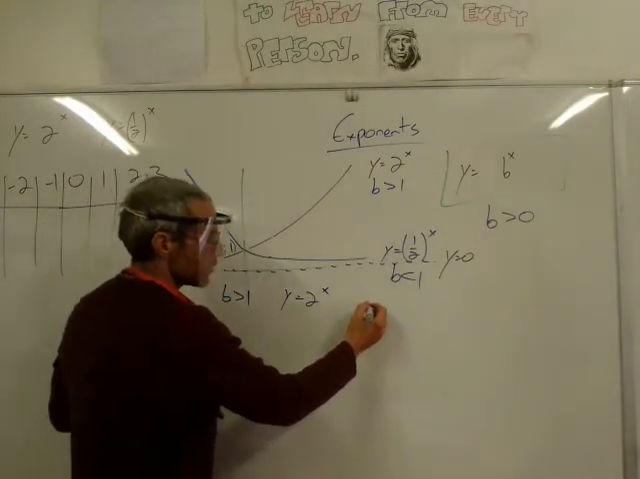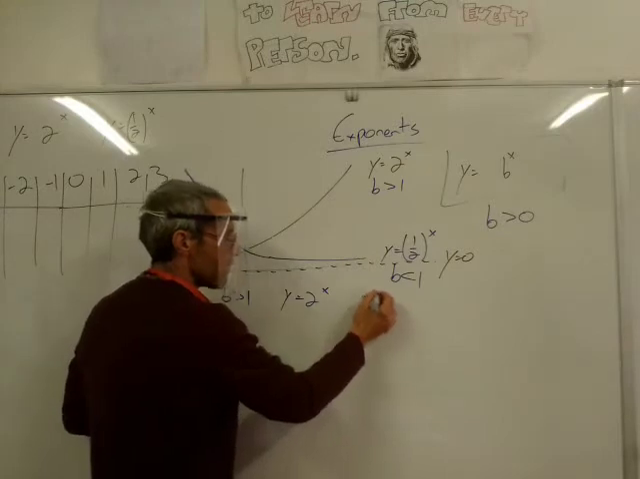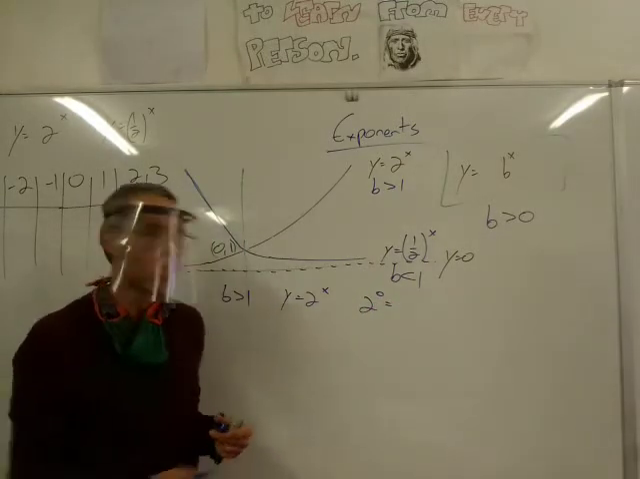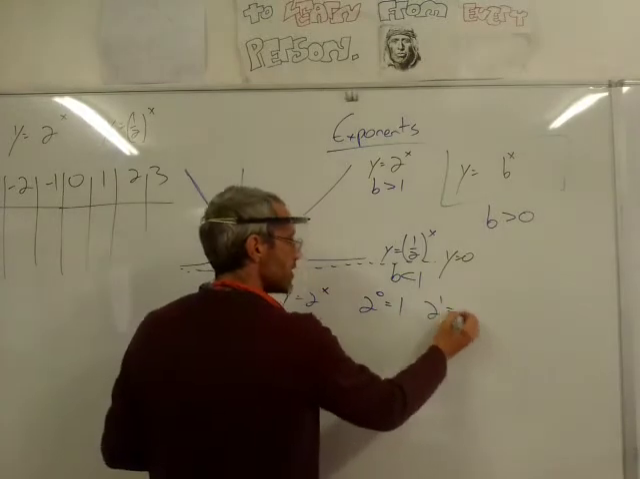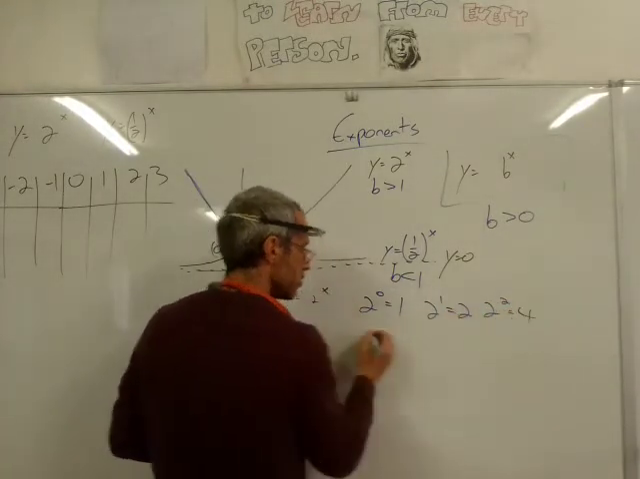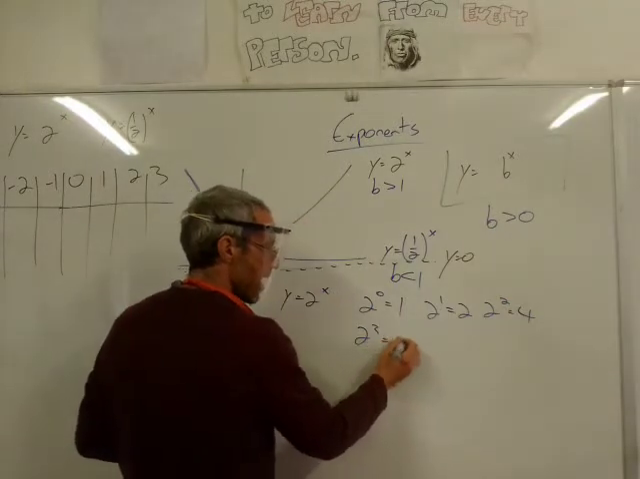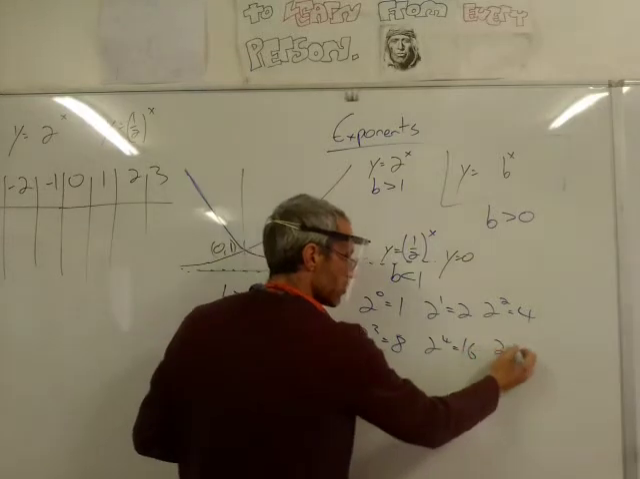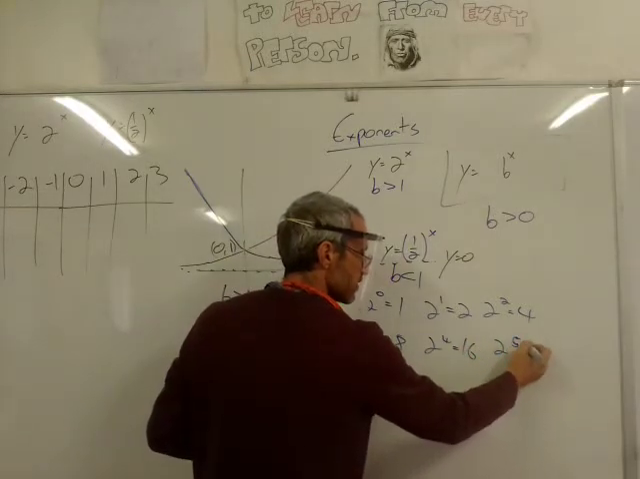Okay, so we'll start with 0. 2 to the power of 0 is 1. 2 to the power of 1 is 2. 2 to the power of 2 is 4. 2 to the power of 3 is 8. 2 to the power of 4 is 16. One more, 2 to the power of 5 is 32.